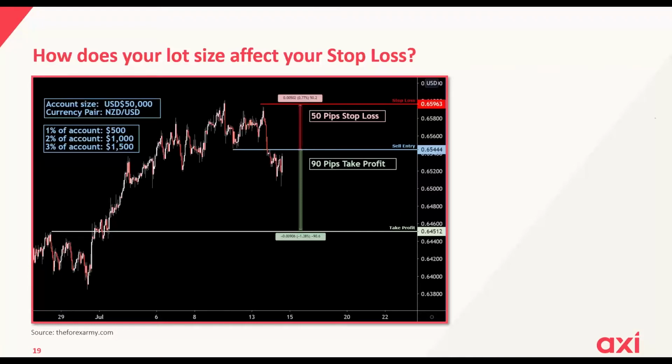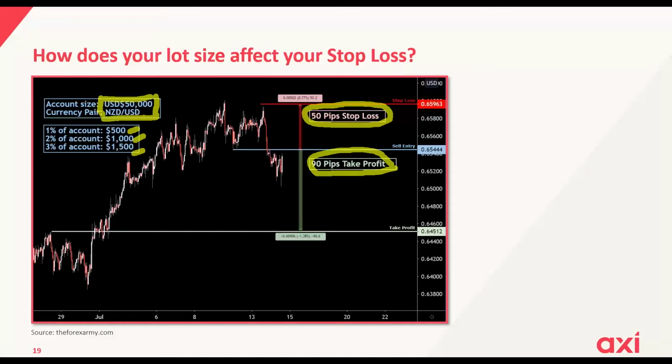So we have this trade. Let me find my highlighter. This is Kiwi dollar, and our account size is $50,000. Okay, our account size is $50,000, right? We have a 50 pip stop loss, and we have a 90 pip take profit. If we are risking 1% of our account, that'll be $500. If you're risking 2%, it'll be 1,000. If you're risking 3%, it'll be 1,500.